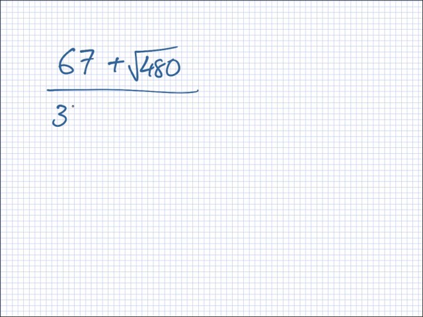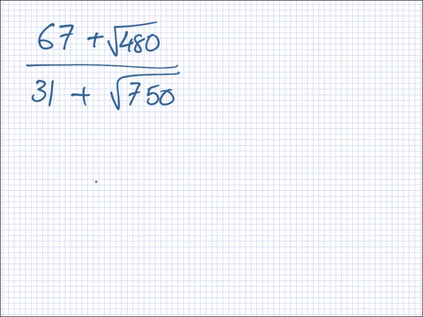I'll let you try this one first before I give you the answer, just to see if we've got a handle on it. So we'll say 67 plus root 480 over 31 plus root 750. See if you can simplify that. Again, you should try to simplify the 480 and the 750 first.